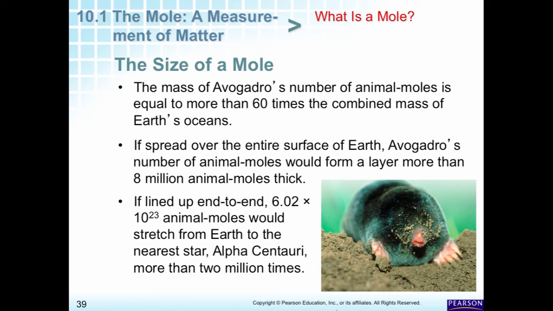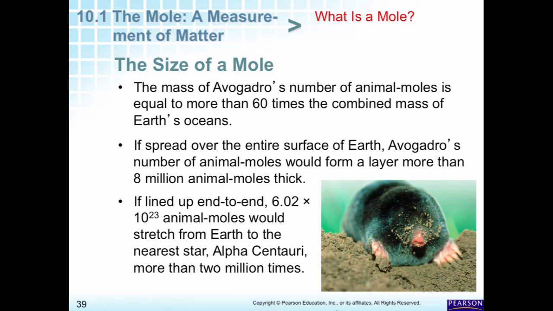Okay, let's look at this. If we had a mole of these animal moles, it would be 60 times as big as the mass of all of Earth's ocean. If we spread it over the entire surface of the Earth, Avogadro's number of animal moles would form a layer more than 8 million animal moles thick. Think about that, 8 million animal moles thick.